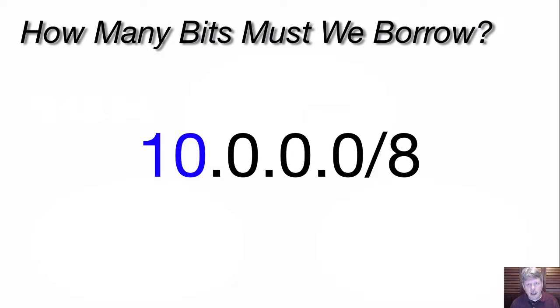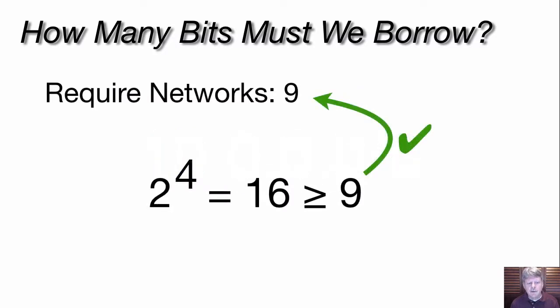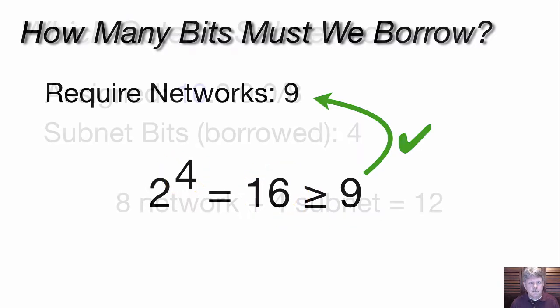We have to figure out how many of the host bits available from these last 3 octets from our assigned network we need to borrow to give us our 9 subnets. We do that by figuring out what power we have to raise 2 to, to give us a minimum of 9. And 2 to the power of 4 is going to give us 16. That's the lowest we can go. If we raise 2 to the power of 3, we only get 8. So that's not going to work for us.